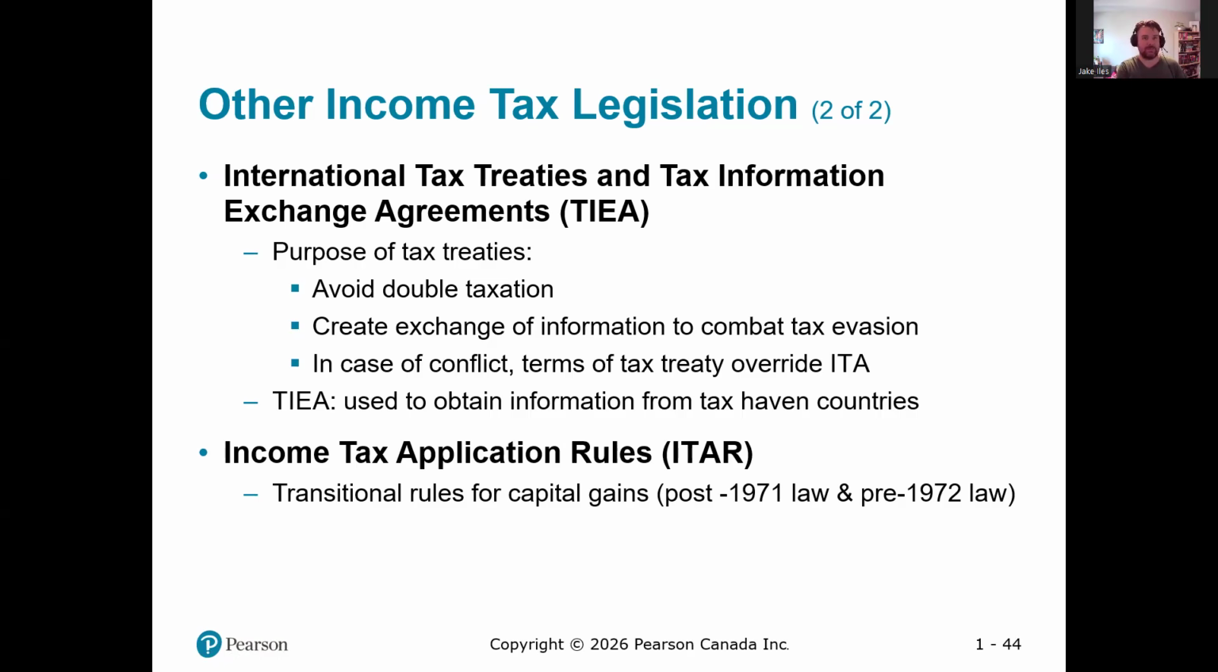We also have some foreign tax credits, which I think we'll cover in chapter 7. And so I will get to that. But just know the main goal of tax treaties is to avoid double taxation.